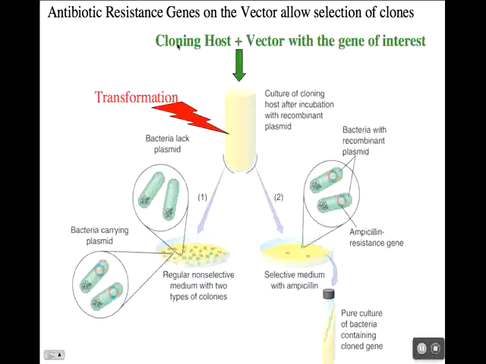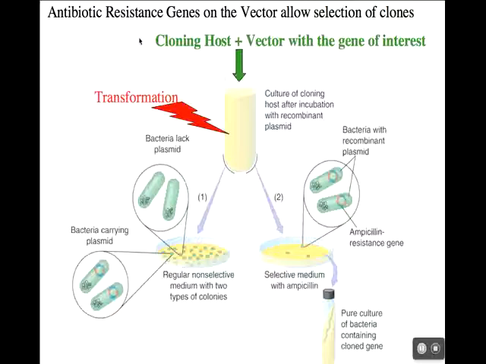So here, starting out, we have our cloning host. Let's use an example. Let's say we want to move the gene for human insulin into E. coli. So the first step, you need to isolate and amplify your gene of interest. How are you going to isolate and amplify the human insulin gene? PCR. PCR is going to isolate and amplify that gene of interest.